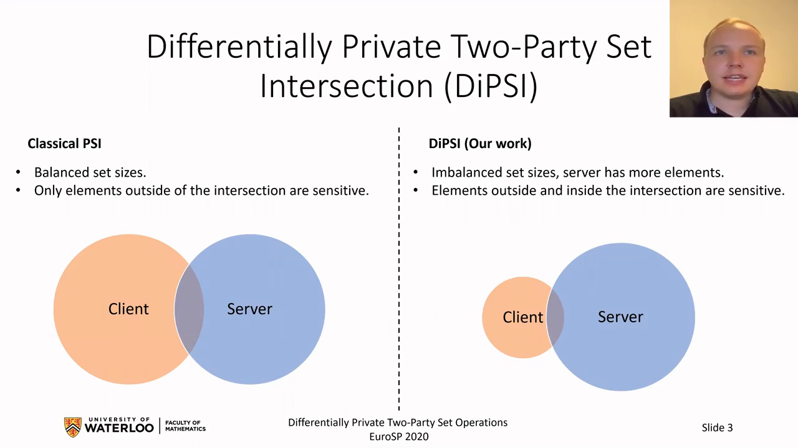So to summarize, classical PSI only protects elements that are outside of the set intersection. And also they make no assumptions about the set sizes of the client and the server. Our work also protects elements that are inside of the set intersection through differential privacy, and we make assumptions on the client and the server set sizes. We assume that the client has fewer elements than the server. What is cool about our work is that we can compute arbitrary predicates on the set intersection while upholding the differential privacy guarantees.